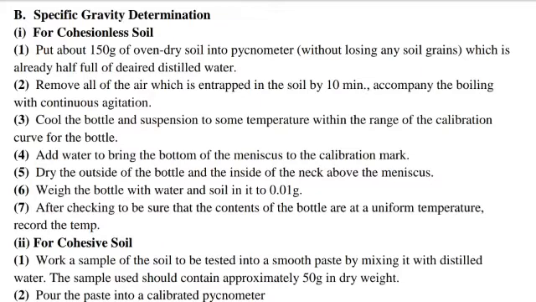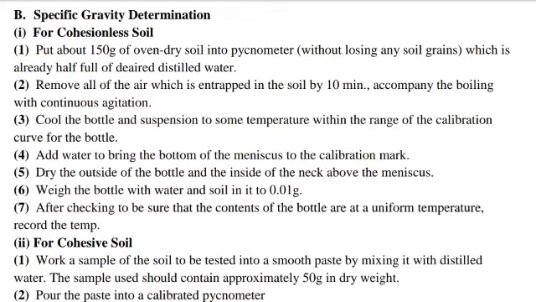3. Cool the bottle and suspension to some temperature within the range of the calibration curve for the bottle. 4. Add water to bring the bottom of the meniscus to the calibration mark. 5. Dry the outside of the bottle and the inside of the neck above the meniscus. 6. Weigh the bottle with water and soil in it to 0.01 gram. 7. After checking to be sure that the contents of the bottle are at uniform temperature, record the temperature.